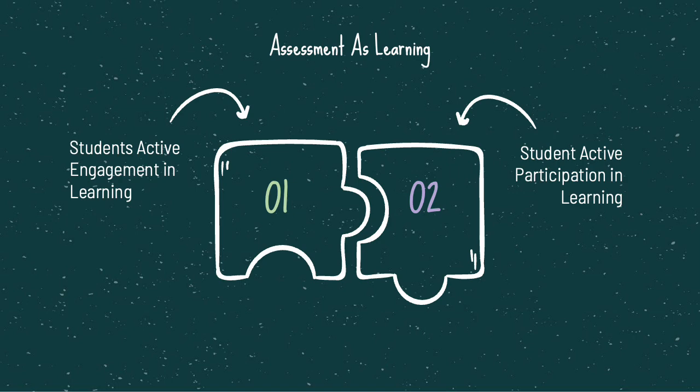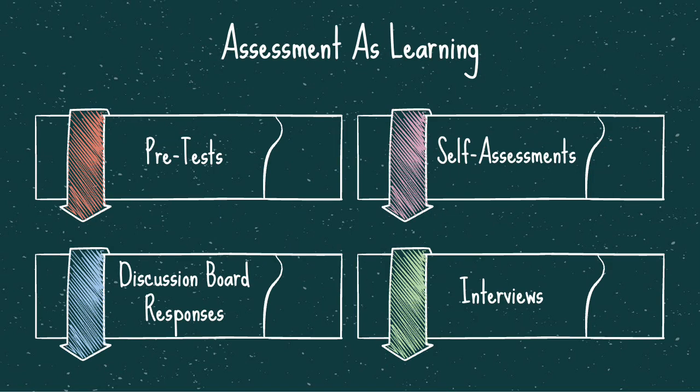Moving on to the second approach, we have assessment as learning. This approach places emphasis on students actively engaging in the assessment process. It empowers students to become active participants in their own learning. The approach involves self-assessment, reflection, goal setting, identifying strengths and areas for improvement, and fostering a sense of ownership and responsibility for learning. On this slide, I have compiled some examples of what this approach to education looks like.